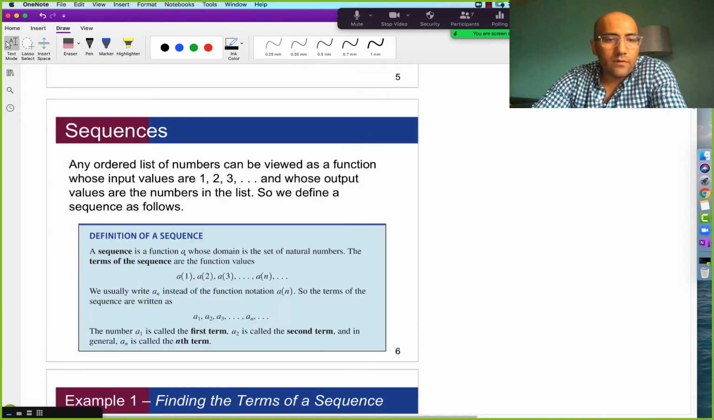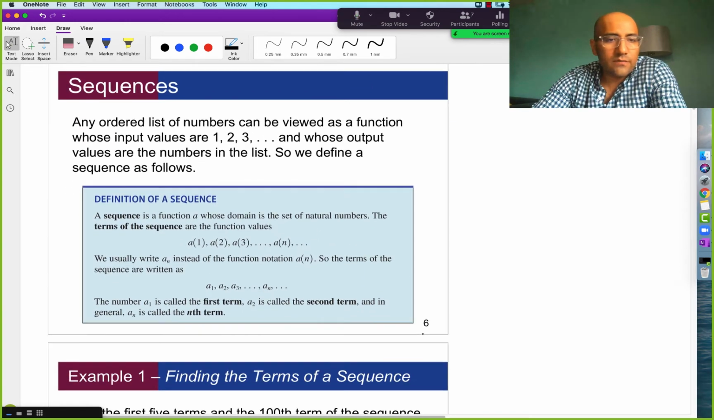Okay. So here's some more descriptions on it. Any ordered list of numbers can be viewed as a function whose input values are 1, 2, 3, and whose output values are the numbers on the list. So we define a sequence as follows. A sequence is a function A whose domain is the set of natural numbers. The terms of the sequence are the function values A1. So this looks a little weird, right? We're used to using the letter F as a function, but here they're using the letter A as a function. So it might look a little weird that way.